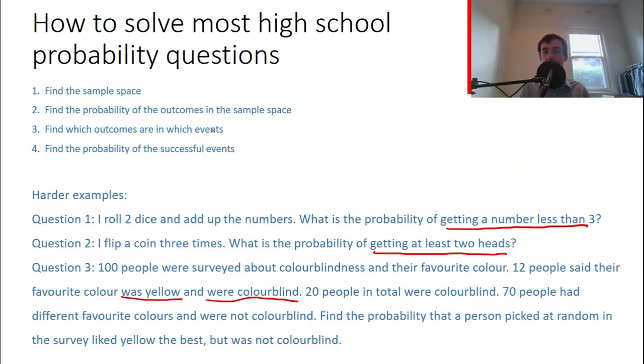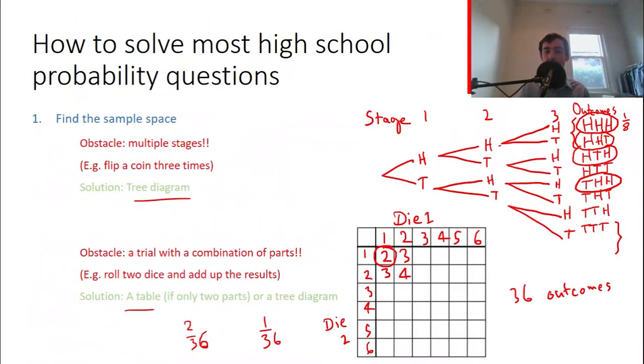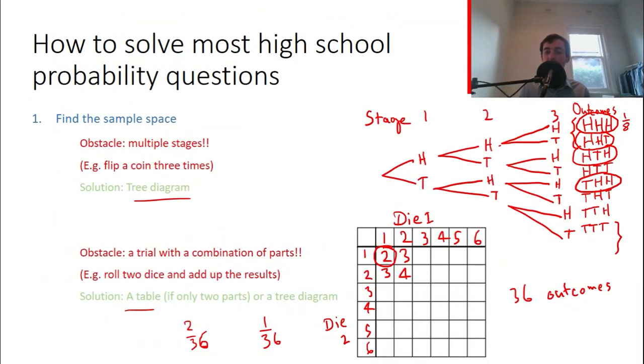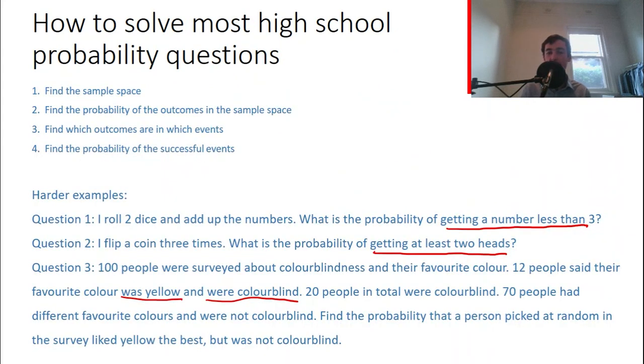Find which outcomes are in which events. Well, there's only one outcome in the event less than 3. Find the probability of the successful events. So remember, you can add up the probabilities of all the outcomes that are in the successful event, and there's only one of them, so that's easy. Probability is 1 over 36.